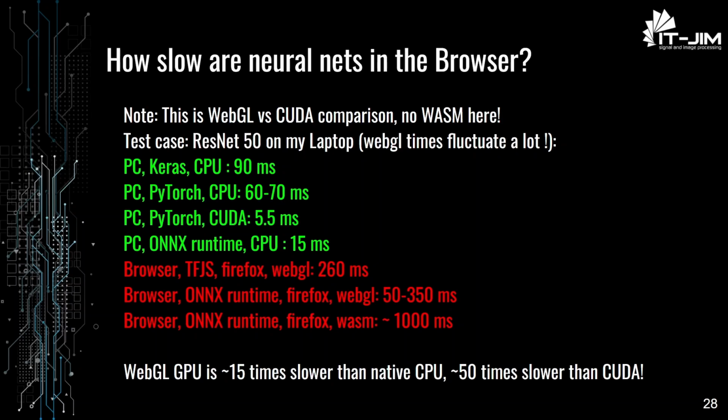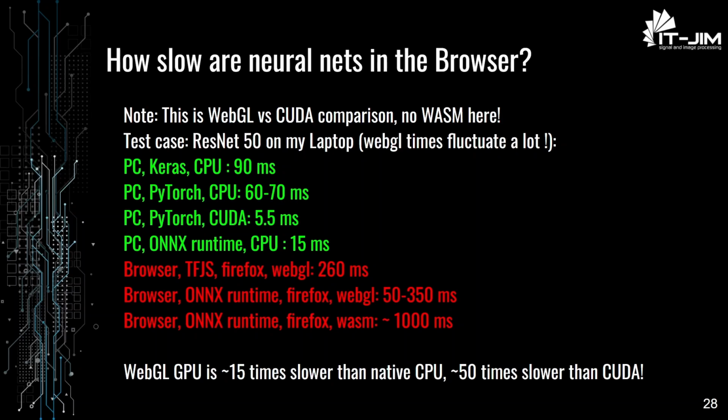TensorFlow JS about WebGL 260. And also, these times vary a lot, they fluctuate a lot, but very roughly ONNX runtime gives 50 to 300 milliseconds. ONNX runtime WASM gives about 1000 milliseconds, 1 second.